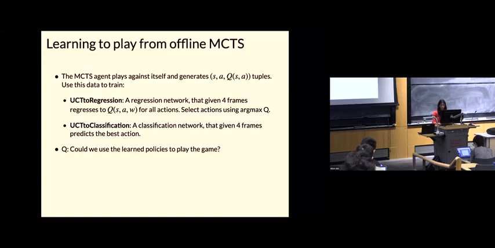Can we use the learned policies to play the game? Yes, we can. Then we're going to be sampling actions either from our regression network or from our classifier. That is what they're suggesting in the paper, and then we're going to go into details. Are there any questions about their suggestions?